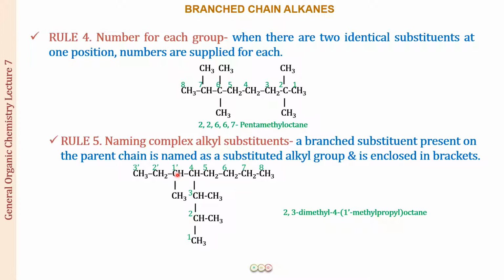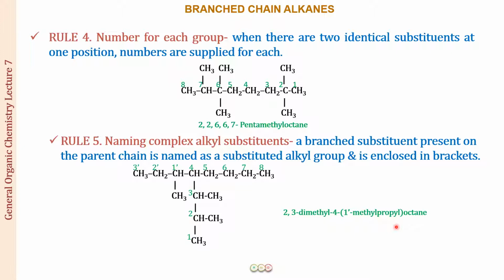So this is going to be 1 dash, this will be 2 dash, and this will be 3 dash. If you choose this one, it will be 1 dash and 2 dash, and so therefore you will be choosing the longest one. So this will be 1 dash, 2 dash and 3 dash. Now 3 dash means there are 3 carbons, so this is going to be what alkyl group? It is going to be a propyl group, right? And now when this is a propyl group, there is one methyl group at position number 1 dash. So we have written it as 1 dash methyl propyl, and this you will be writing in the bracket.